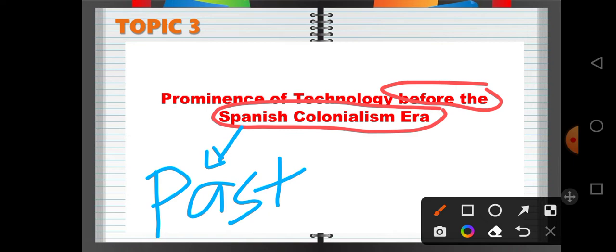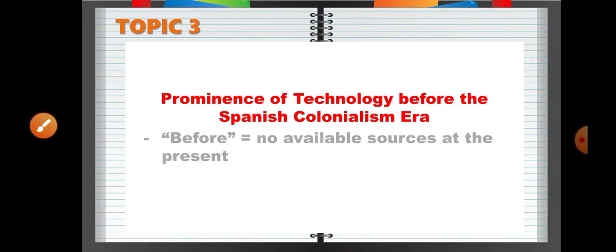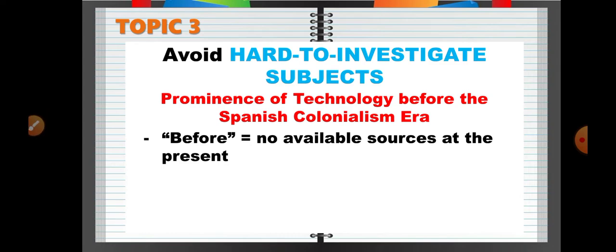If you were to be asked, class, do we have enough data at present to investigate such a topic? Obviously, the answer is no. We don't have available sources at the present. Therefore, we must avoid research topics that are hard to investigate.